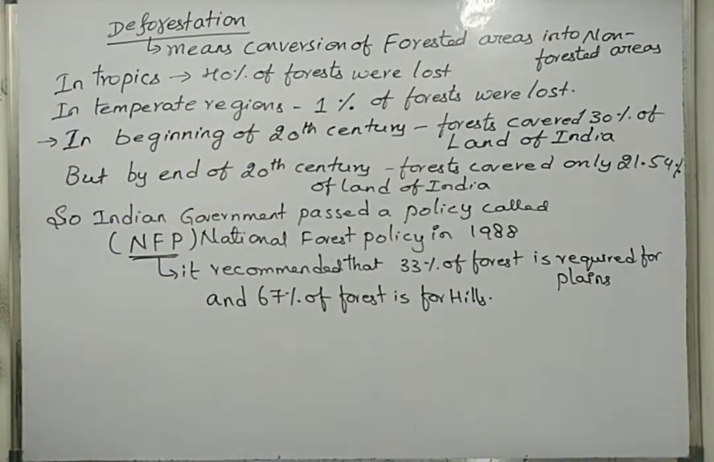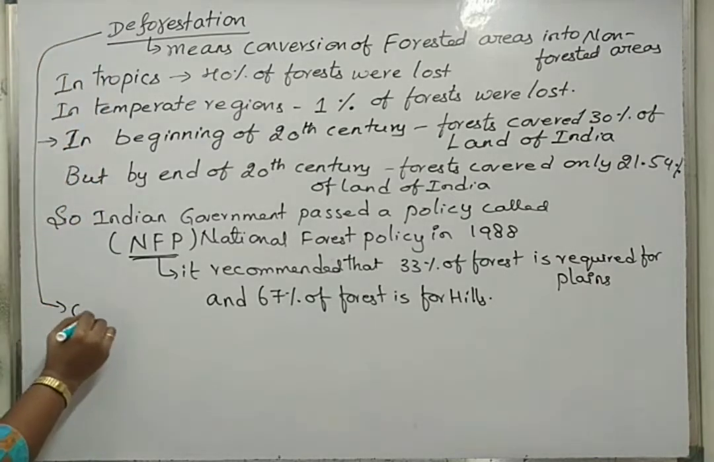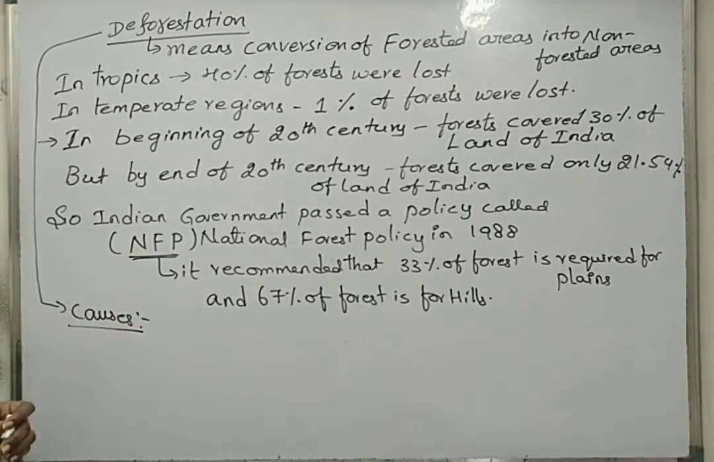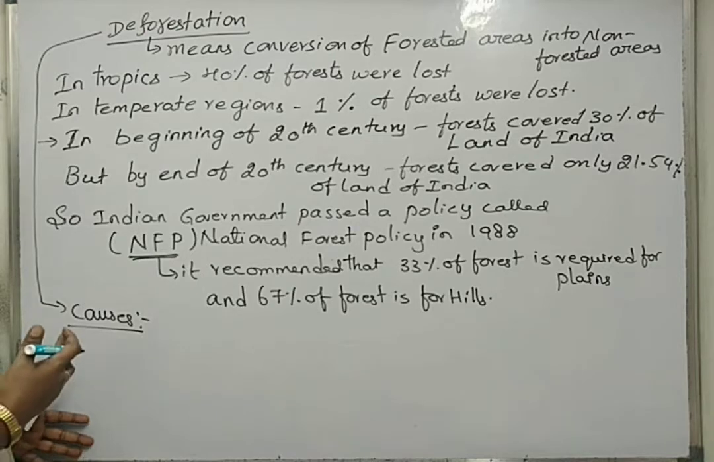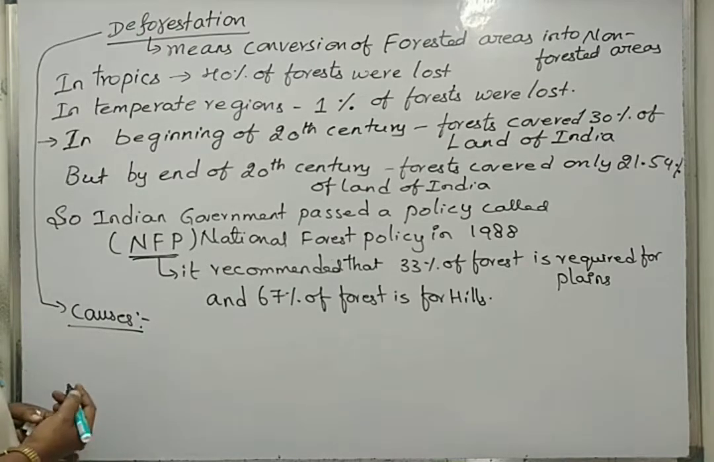So, what are the causes that are responsible for deforestation? Causes for deforestation are: one, conversion of the forest into agriculture land. Next, increasing cattle ranching. Next, cutting of trees for timber and firewood, and jhum cultivation, etc.